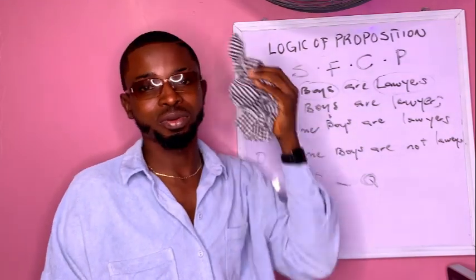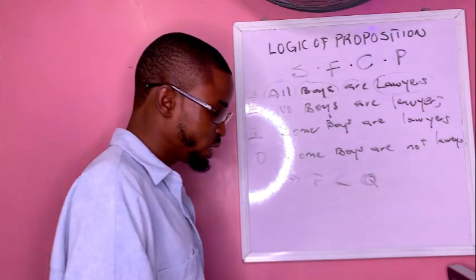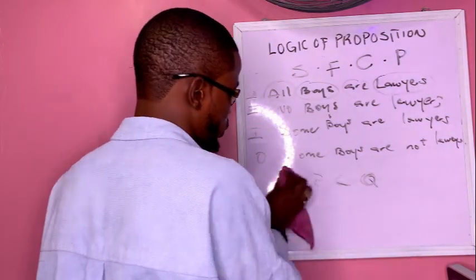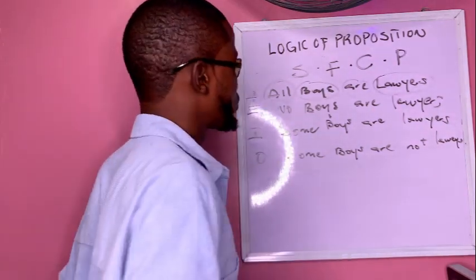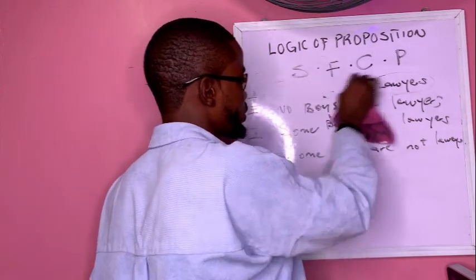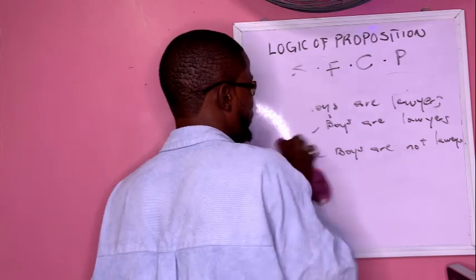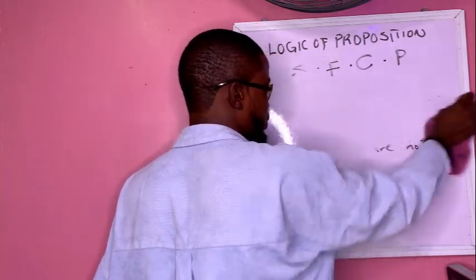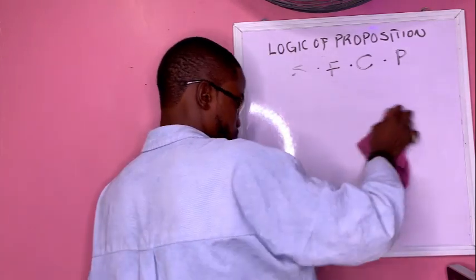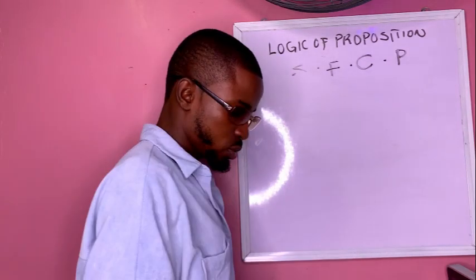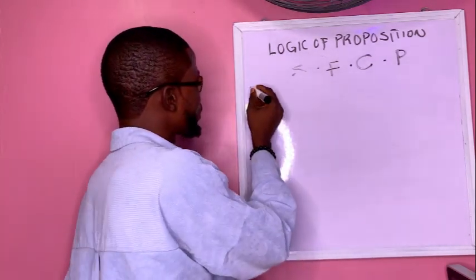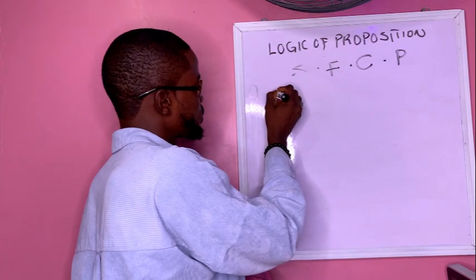So now let's go to the analysis of the structure of standard form categorical proposition. So the first thing that we're going to be talking about is quantity.